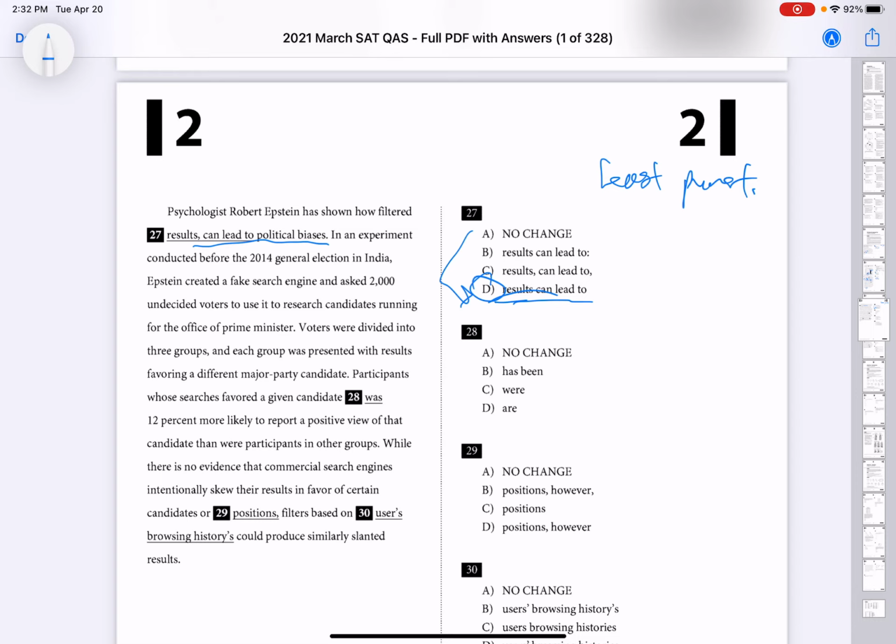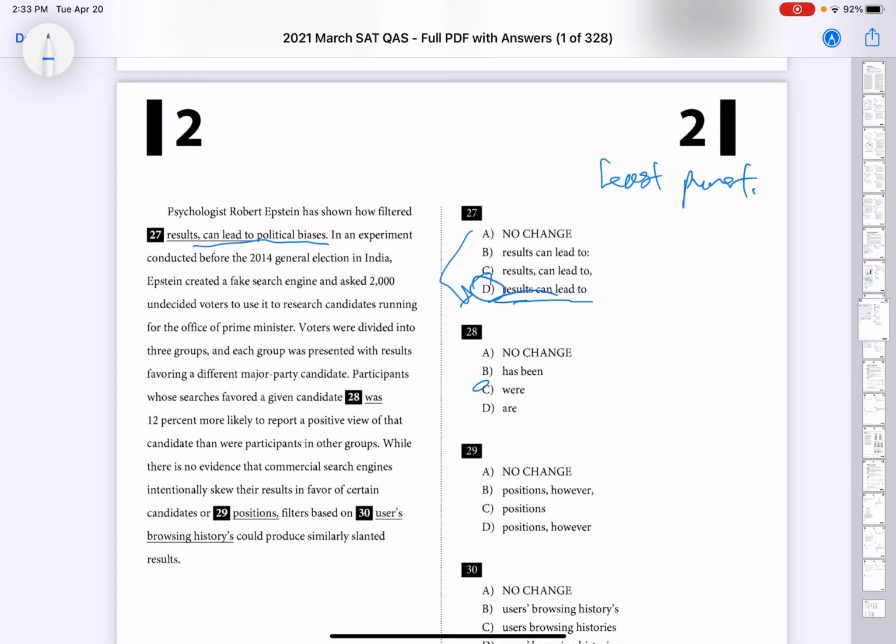In an experiment conducted before the 2014 general election in India, Epstein created a fake search engine and asked about 2,000 undecided voters to use it in search of candidates running for the office of prime minister. Voters were divided into 3 groups, and each group was presented with results favoring a different major political candidate. Participants whose searches favored a given candidate... Okay, so the answer here should be were, I think. Participants who favor, let me see.